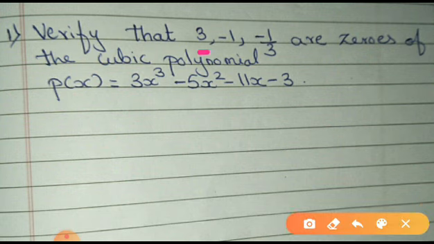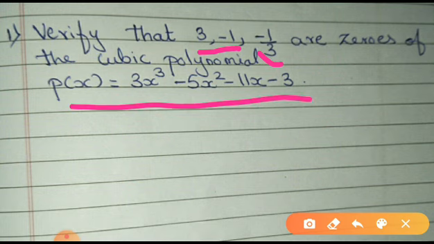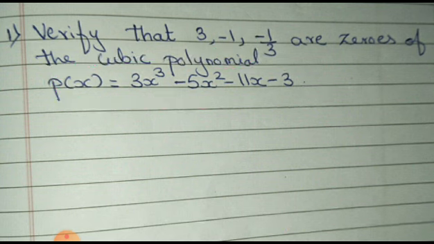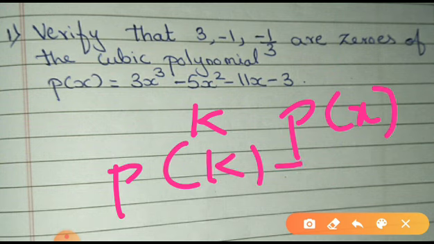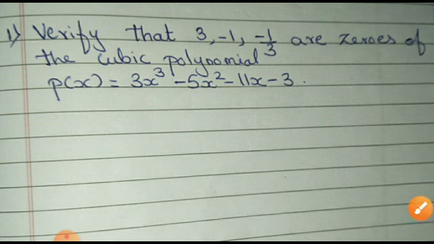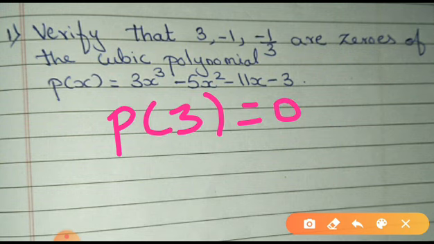Verify that 3, minus 1 and minus 1 by 3 are the zeros of the cubic polynomial p of x. Now we know that k is a zero of a polynomial p of x if and only if p of k is equal to 0. In the 9th standard we have studied this. So I have to check whether 3 is a zero of the cubic polynomial. I should check whether p of 3 is equal to 0 or not.